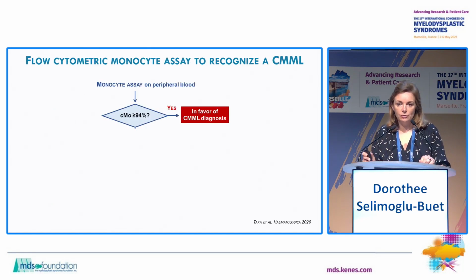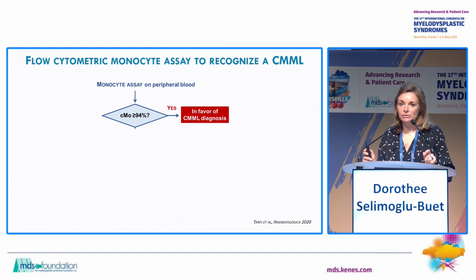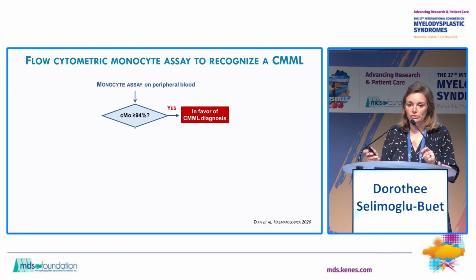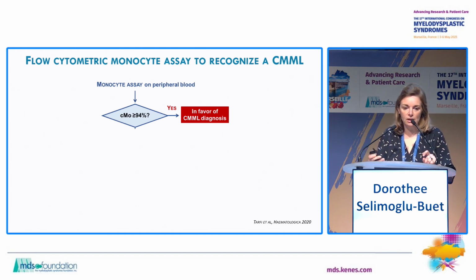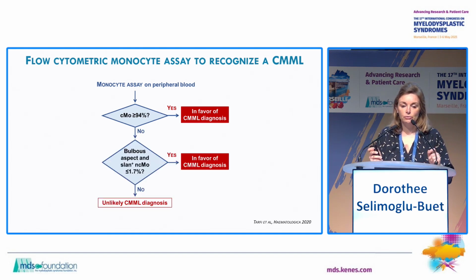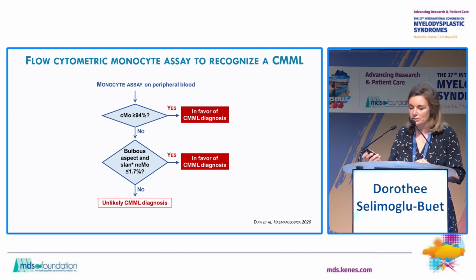So with that, we proposed a two-step algorithm for CMML diagnosis with a monocyte assay. The first step is looking at the classical monocyte percentage above the 94%, which is in favor of CMML diagnosis. And if it's not the case, but we observe a bulbous aspect and the SLAN-positive non-classical monocytes below the 1.7%, it is also in favor of a CMML diagnosis.